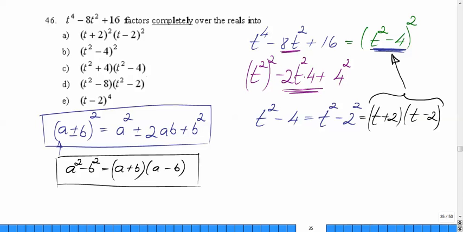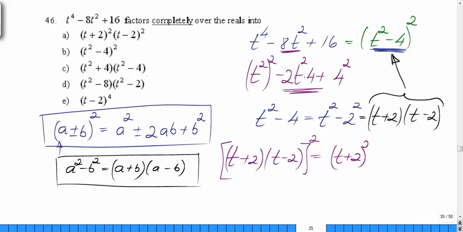Good. So let's write that t squared minus 4 as t plus 2 times t minus 2, and everything has to be squared. And obviously now this will give me t plus 2 everything squared times t minus 2 everything squared. And now we're done.